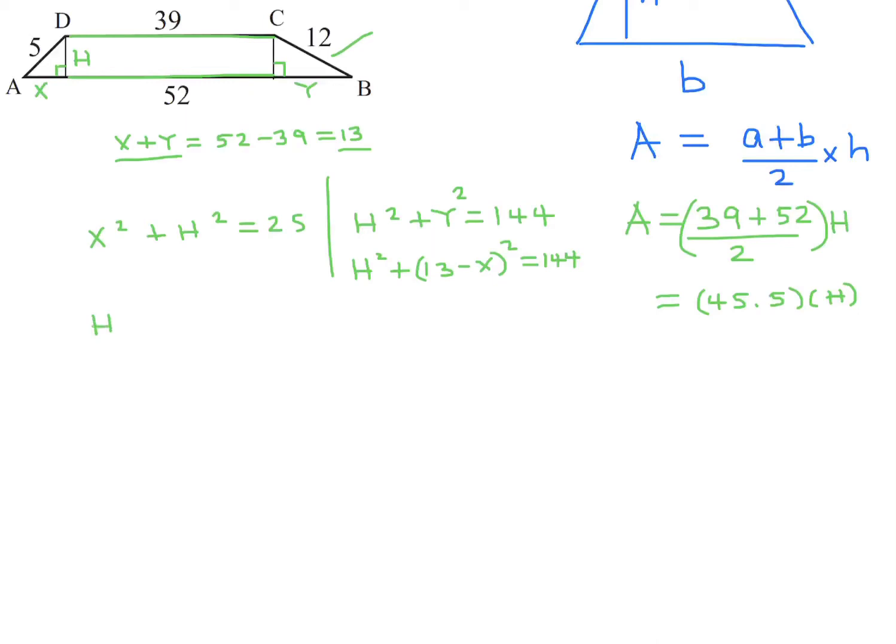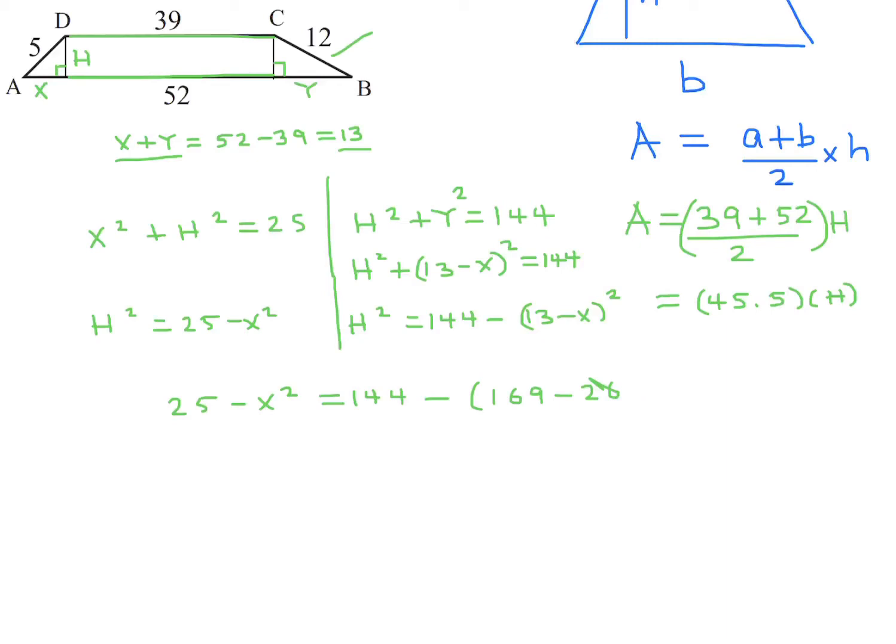So in the first one, we get h squared is equal to 25 minus x squared. In the second one, we get h squared is equal to 144 minus (13 minus x) squared, like that. And therefore, since these two are the same, we can set them equal to each other, like this. 25 minus x squared equals 144 minus, let's solve this out, 169 minus 26x plus x squared. And then this becomes 144 minus 169 plus 26x minus x squared, like that.